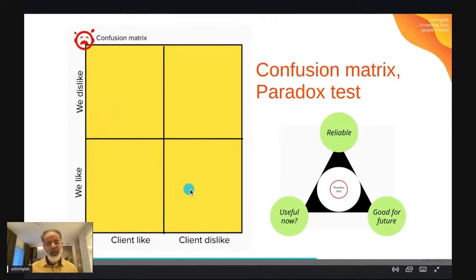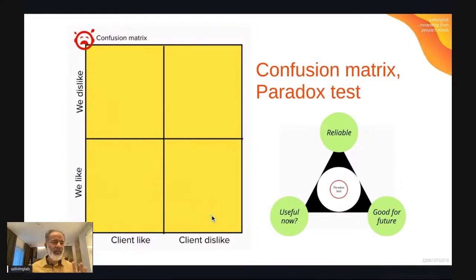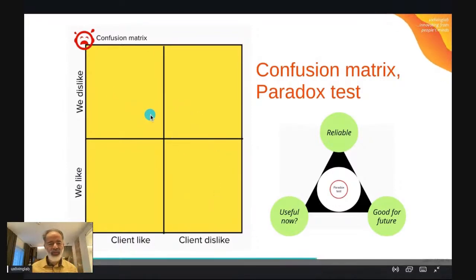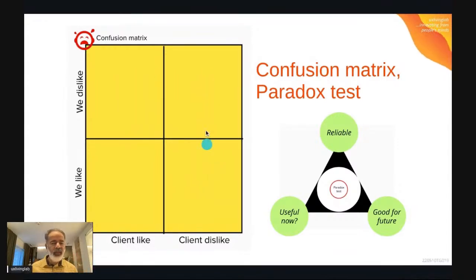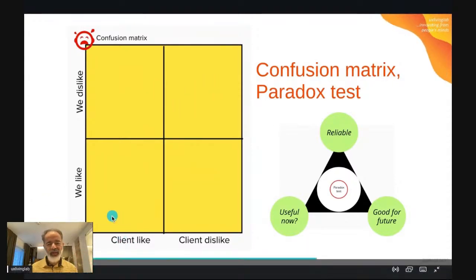Then we like and client dislike. So we have an idea A, but the client dislikes it. These two boxes are more important. These are the two boxes where you have to take decisions, because we dislike and client dislike, that is throw it away. So we need not discuss anything on we like and client like. Then we need not record much information.